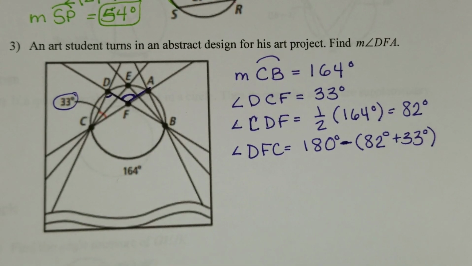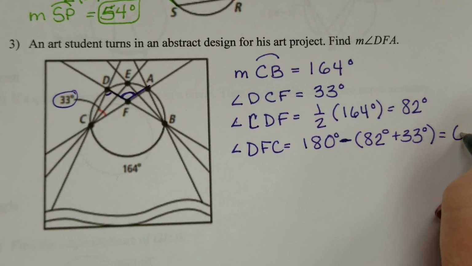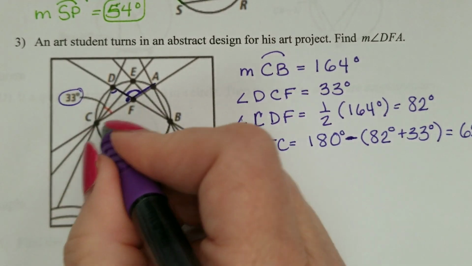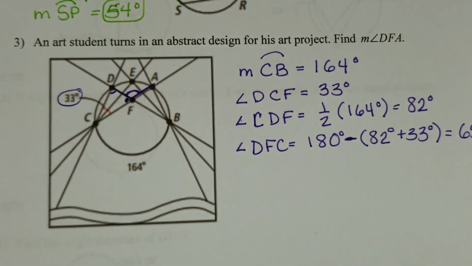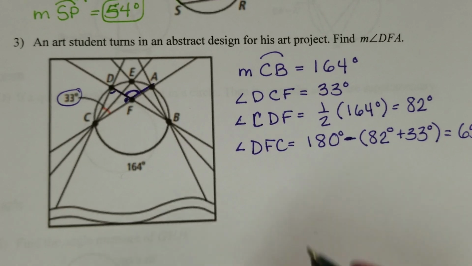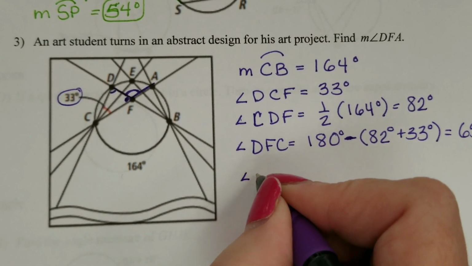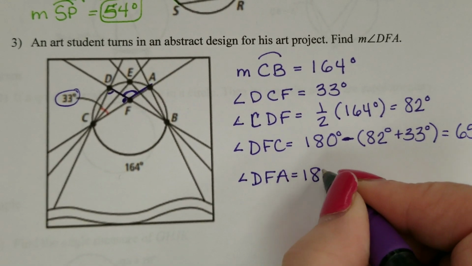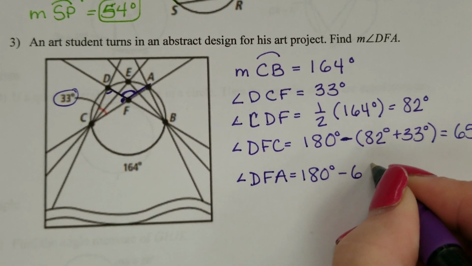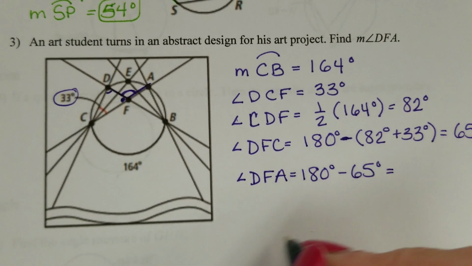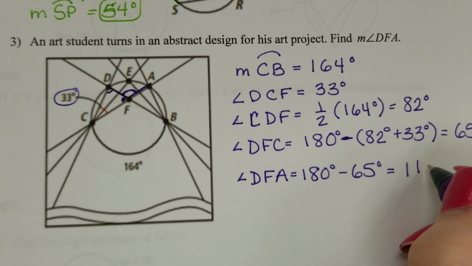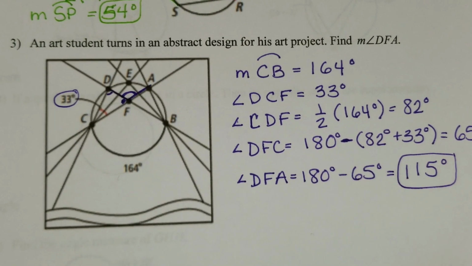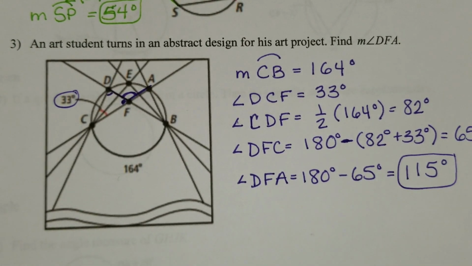And that's going to give me 65. So if this is 65, CFA is linear, so it's 180 degrees. So if I want the measure of angle DFA, I can take 180, subtract the 65 degrees, and that's going to give me 115 degrees. And that's what I was looking for.